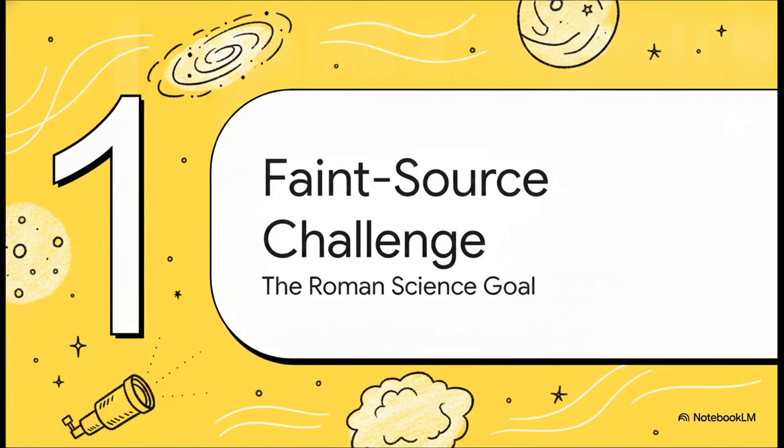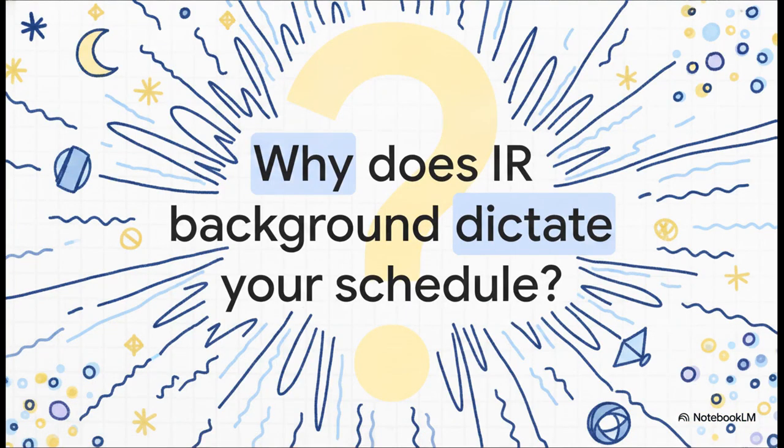All right, Section 1, the Faint Source Science Challenge. Now you might be wondering, why does the near-infrared background actually dictate your Roman survey schedule in the first place? Well, it's because space isn't perfectly dark. In the near-infrared, there's this persistent glow from various sources. And the catch is, this glow isn't static. It changes depending on where the telescope is pointing and what time of year it is.